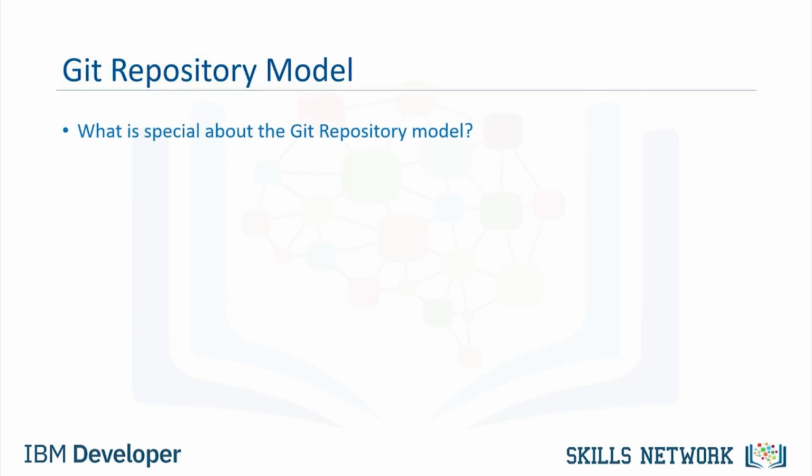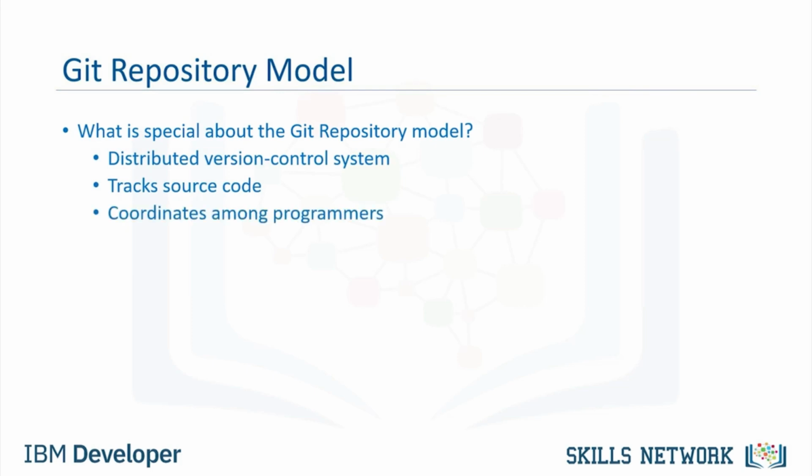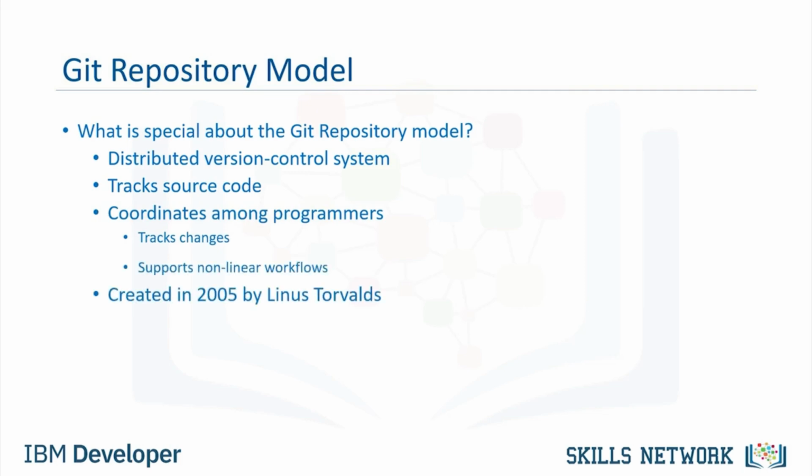What is special about the Git repository model? Git is designed as a distributed version control system, primarily focused on tracking source code during development. Contains elements to coordinate among programmers, track changes, and support nonlinear workflows. Created in 2005 by Linus Torvalds for distribution of Linux kernels.